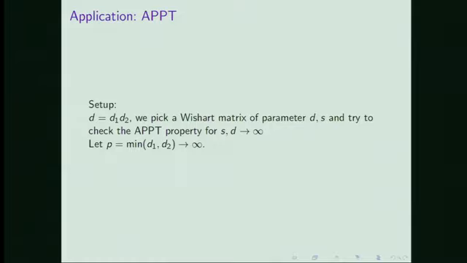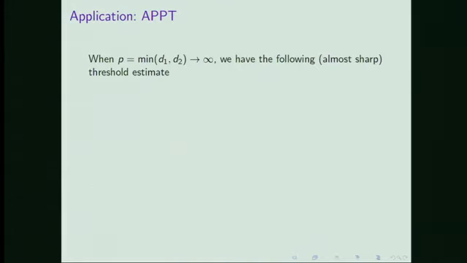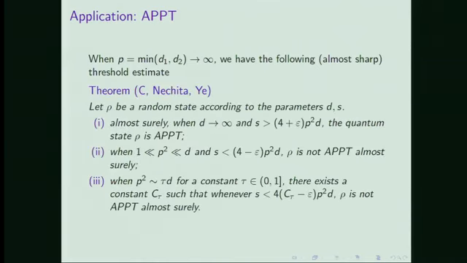Actually, this is a typo. So this is just P equals mean of D1 and D2, it's just a notation. And first, I'm looking at what happens when D1 and D2 go to infinity, and then we have a threshold estimate here, which is almost sharp.